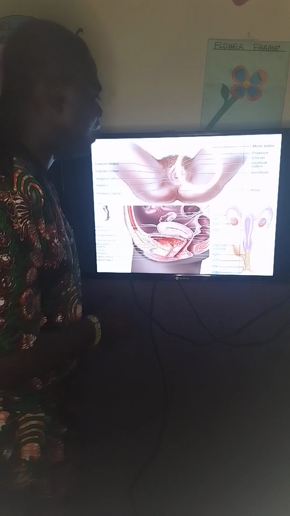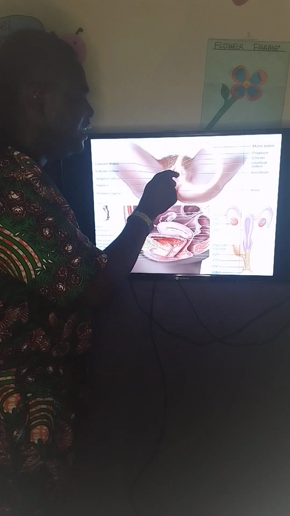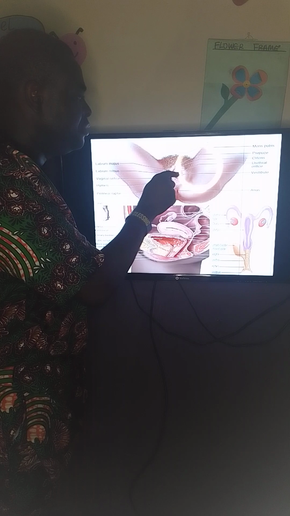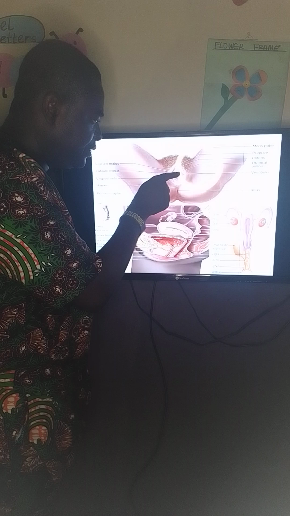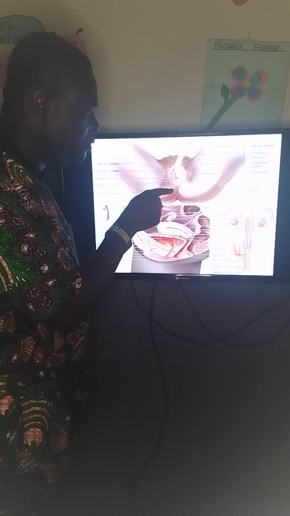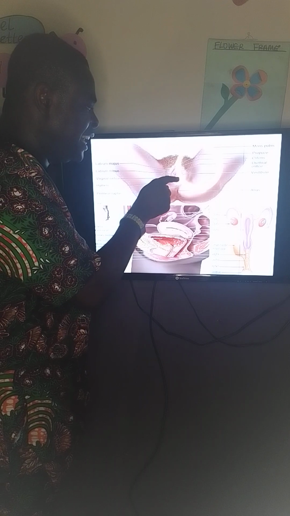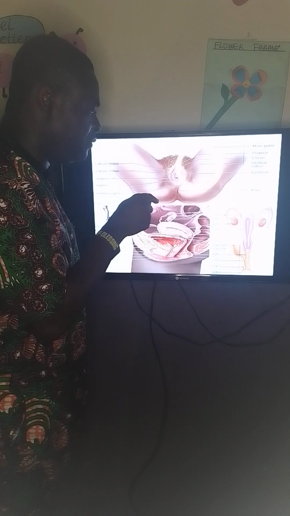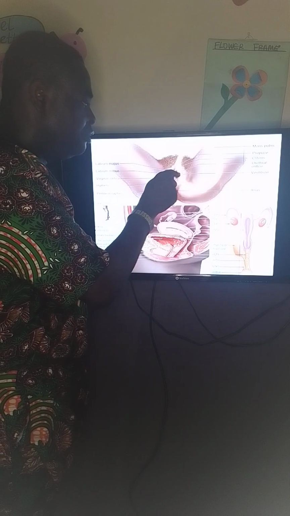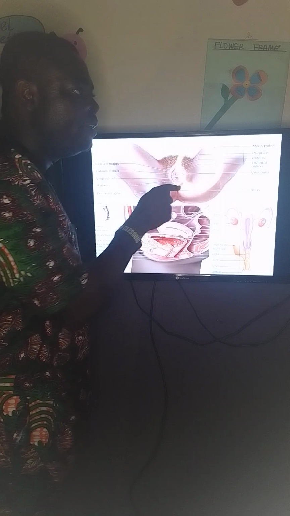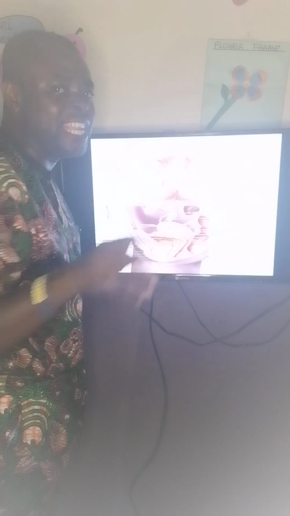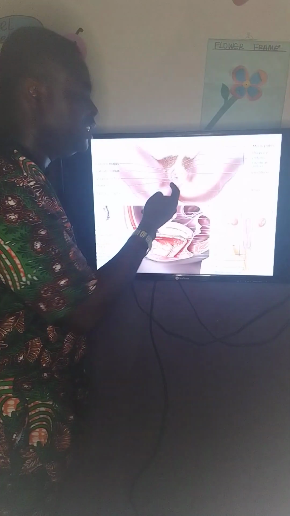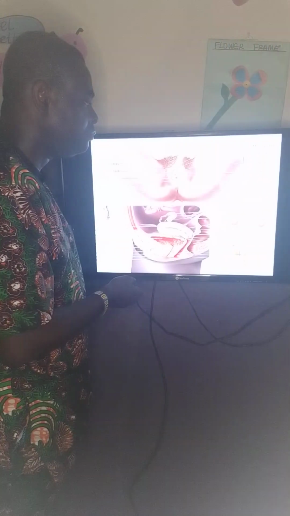Then another thing you can find at the outer part is what we call the urethral orifice, through which urine comes out. So the vaginal orifice, urine does not come out from there. It comes out from the urethra. So the urethra is not urinogenital like in the male. It only conducts urine, it doesn't conduct eggs.